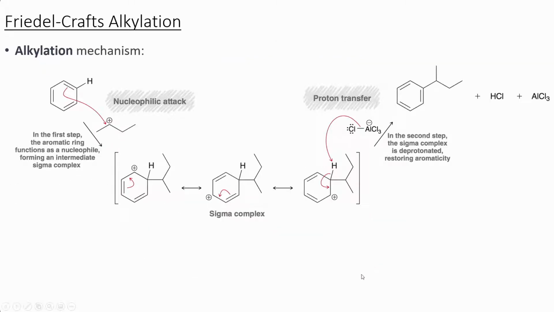electrophilic carbon. So our first step is going to be nucleophilic attack of that carbocation, which forms a sigma complex, which then can be deprotonated and reform aromaticity, giving HCl and aluminum trichloride as byproducts.